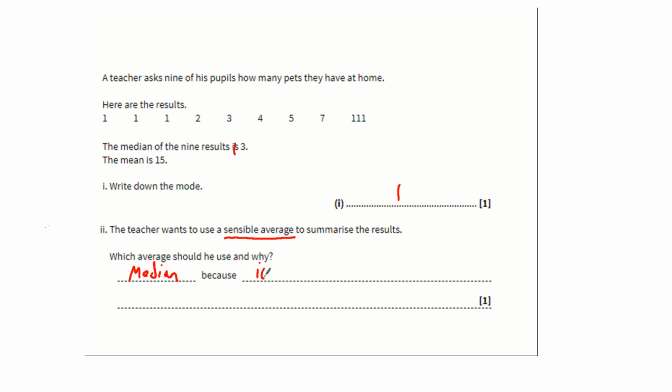Because it is not affected by extreme values. E.g. the 111. Okay. So that is more representative of the data. So the average here, that it's saying for the median, is the average number of pets per home is 3, which is more representative of the data.